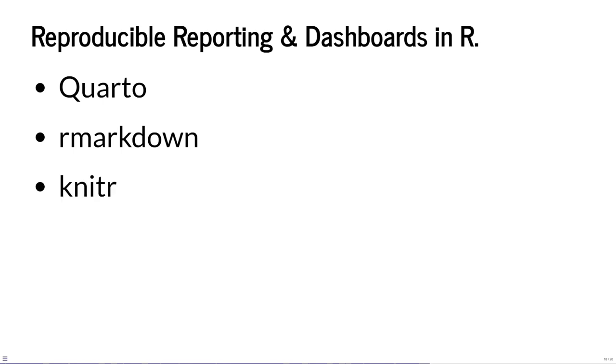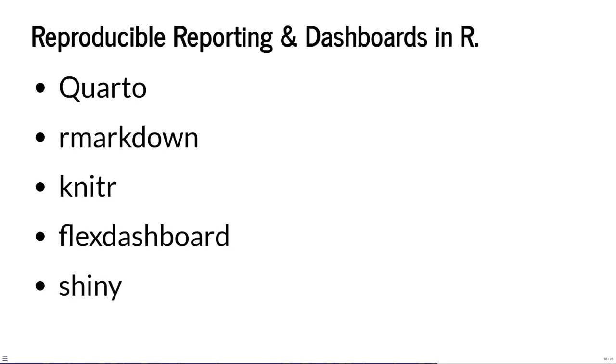KnitR integrates code and text for dynamic documents. Flexdashboard. You can use Flexdashboard to create simple dashboards using R Markdown. Shiny for building interactive web applications. And GT, you can use this for creating beautiful tables and reports.